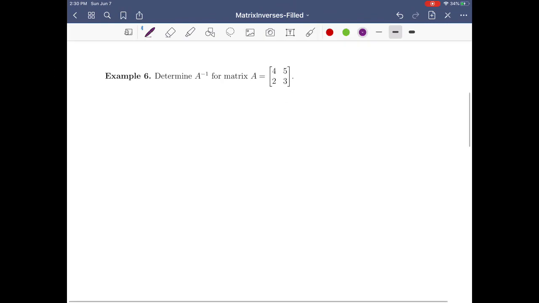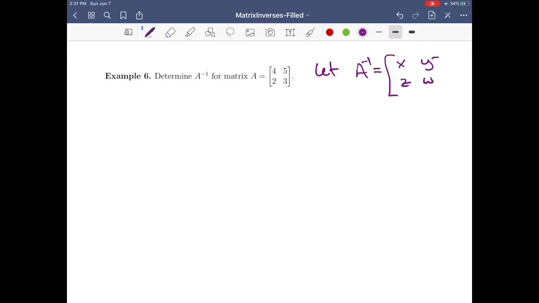So we're going to use the definition. We don't know what the inverse is going to be, but we know it's going to be the same size as A. So let's call it X, Y, Z, W. It's going to be a 2 by 2 matrix. Now in this example, I'm going to go straight through how to find an inverse, but there's actually going to be a shortcut method from this that we're going to hopefully see. So you won't have to go through this whole procedure every time.